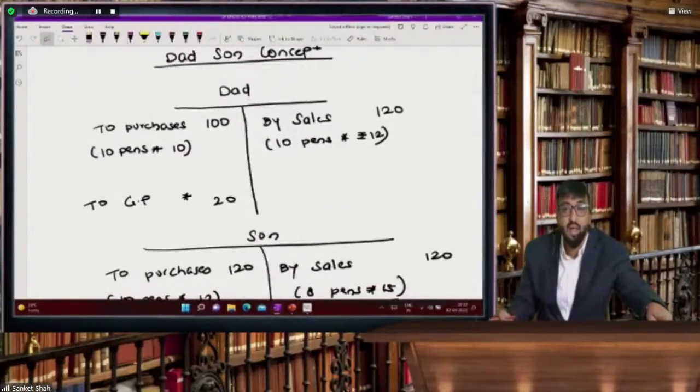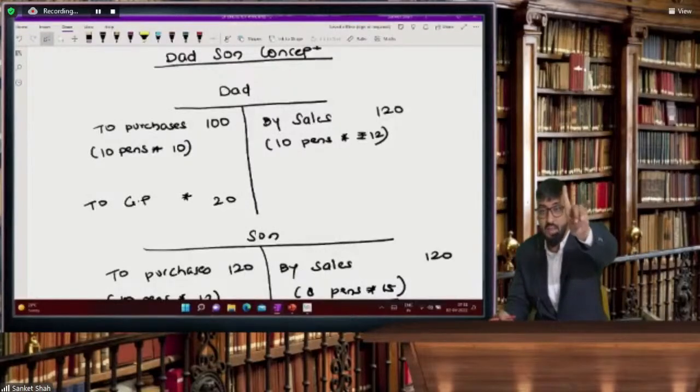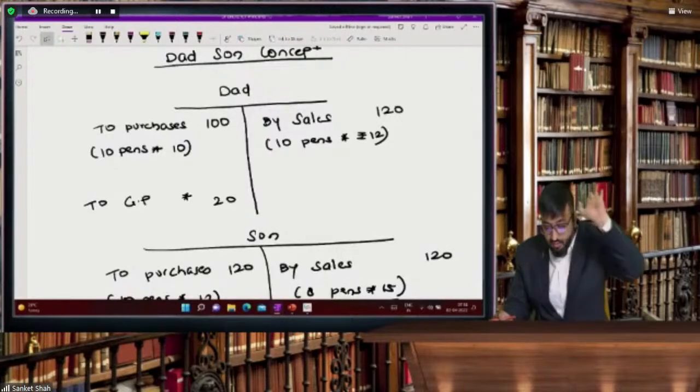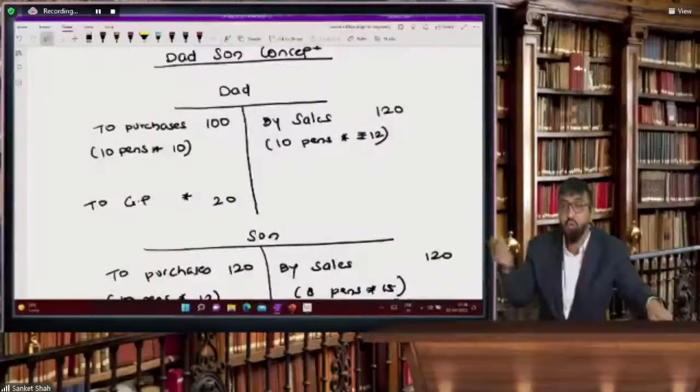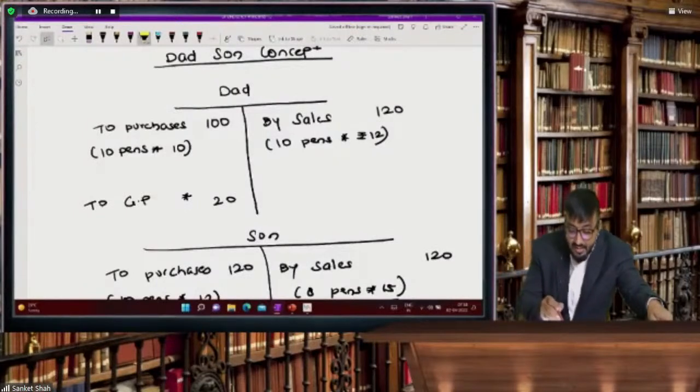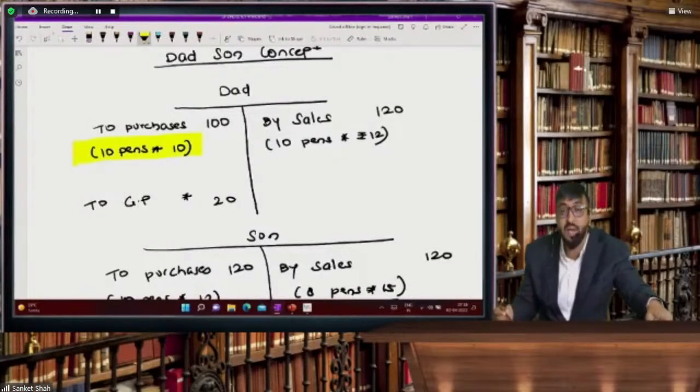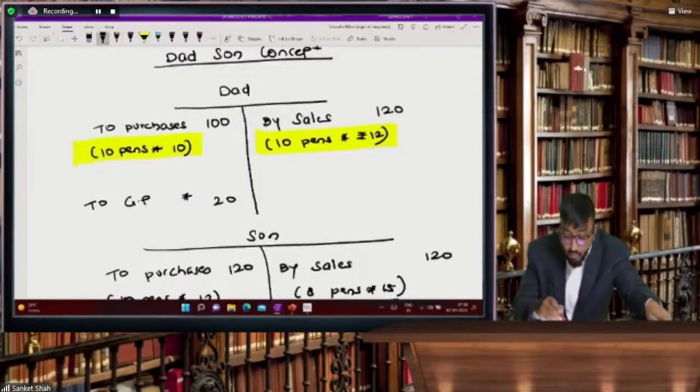And those students who got the concept, please try to solve illustration number 1. Those who are not getting it, quickly revise it. Suppose dad is buying 10 pens at rupees 10. Dad purchases 10 pens into 10. And dad sold these 10 pens at rupees 12, but to whom? To son only.